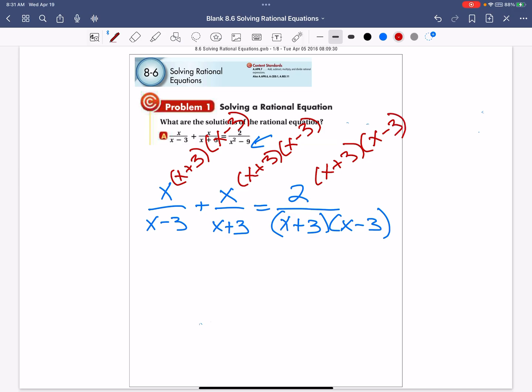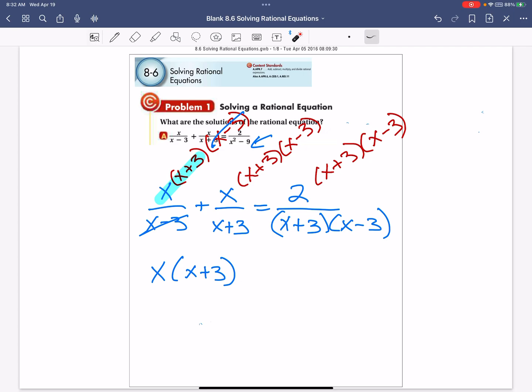Okay, so we look at this first fraction here, and you think about what cancels. Well, this x minus 3 will cancel with the x minus 3 up top. So we look at this and we write what's left. So I'm going to cancel the x minus 3's, and what I have left is right here. So we're just going to write that down. X times x plus 3.